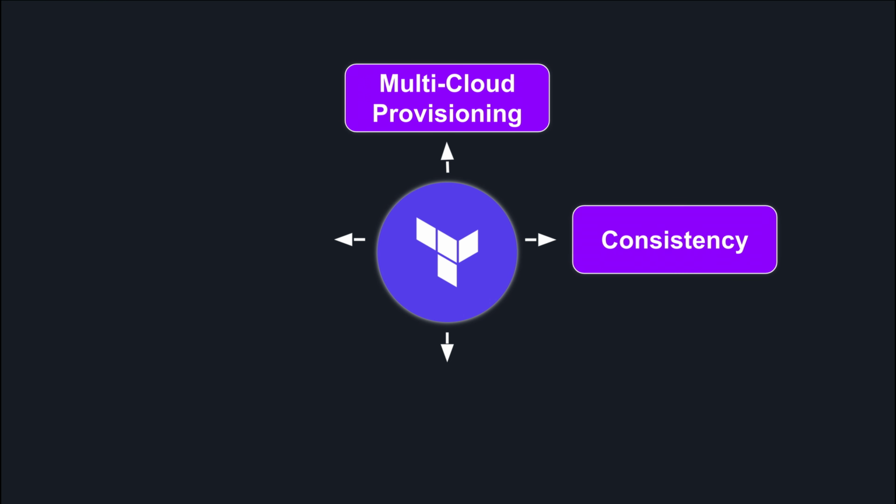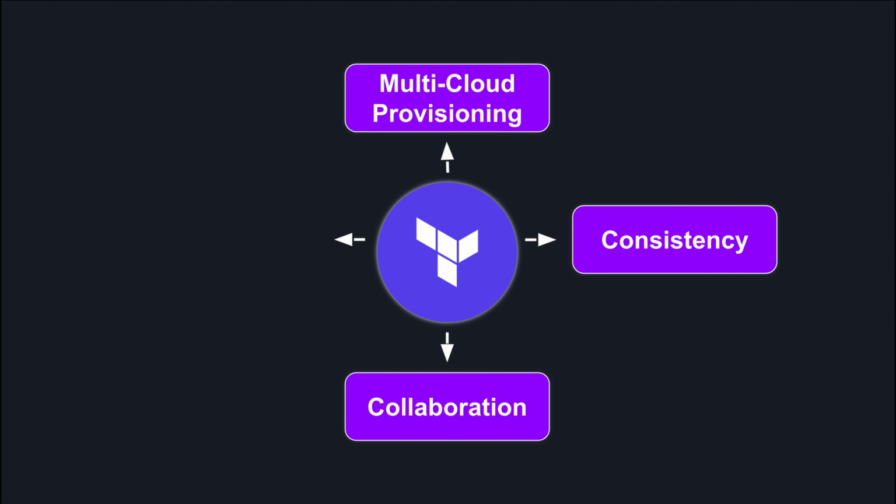Next is consistency. Terraform promotes consistency by providing a unified workflow for infrastructure provisioning and management. Whether you are working on development, testing, or production environments, you can maintain a single set of configuration files and apply them consistently across diverse environments. This reduces the risk of configuration drift and ensures that your infrastructure is reproducible and reliable.